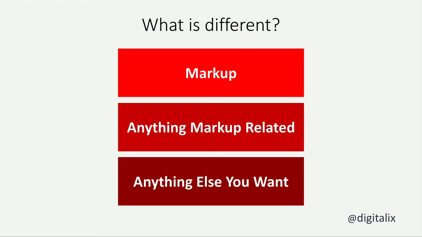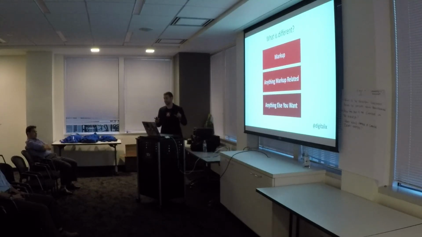What is different? Anything else you want. That's a pretty weird statement, right? What do I mean by that? So, code splitting is something that we're capable of doing now automatically using naming conventions. So, let's say you have a file that's specific, that you want to be specific.